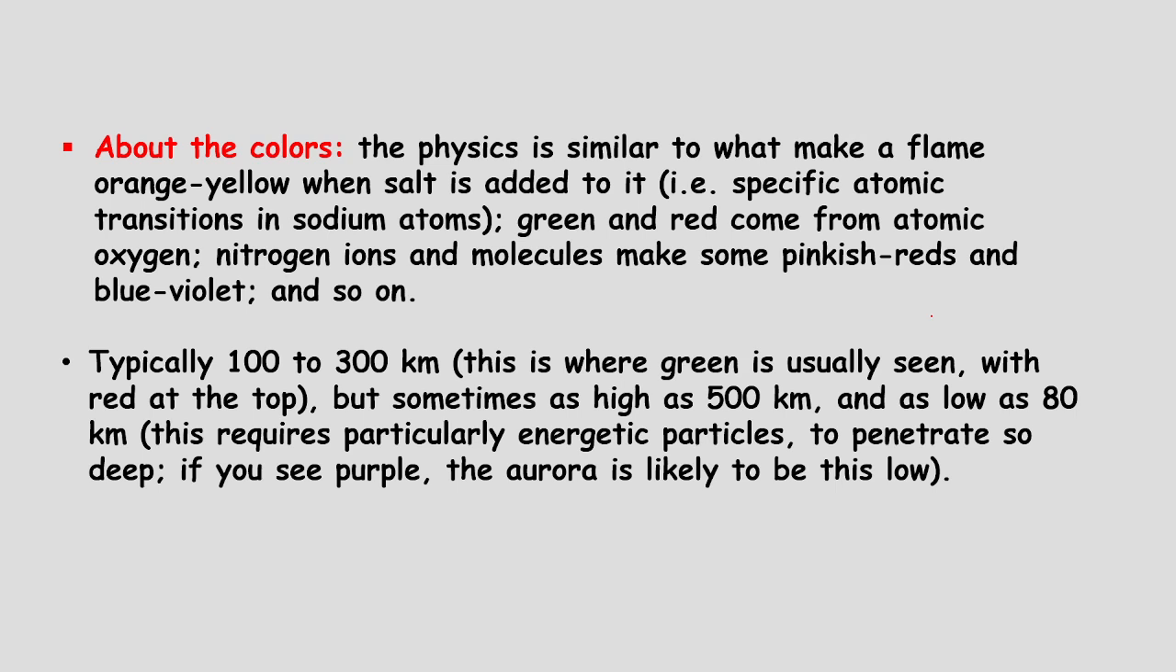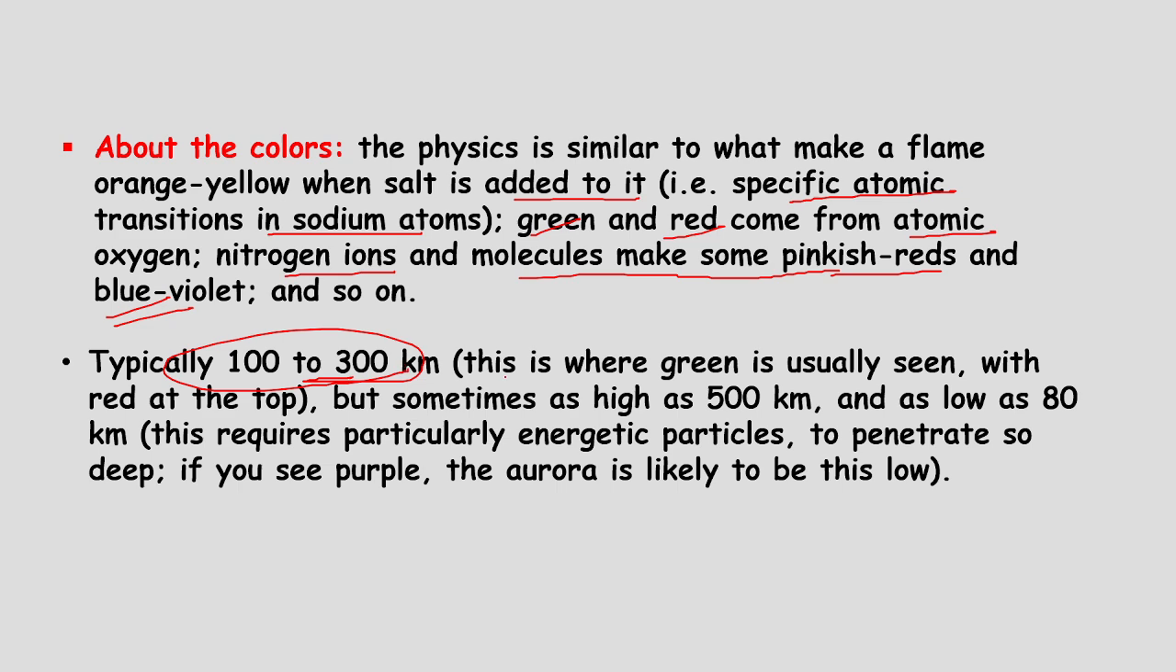About the color, the physics is similar to what makes a flame orange-yellow when salt is added to it. That is a specific atomic transition in sodium atoms. Green and red come from atomic oxygen, while nitrogen ions and molecules make some pinkish red, blue, violet, and so on. Typically 100 to 300 kilometers.